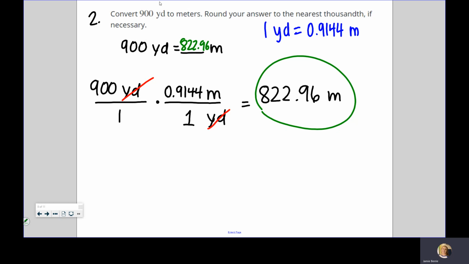So sometimes people will ask, how do I know when to stop multiplying by unit factors? You're going to know when to stop because you'll have the units that you're looking for in the top. Like here, we're looking for meters. We have meters in the top right here, so stop.